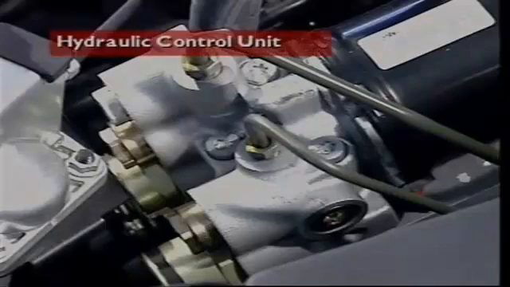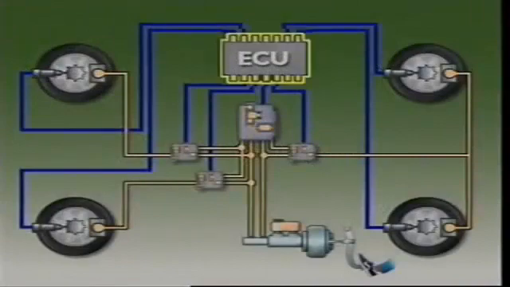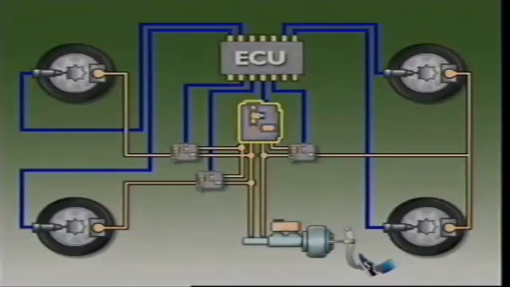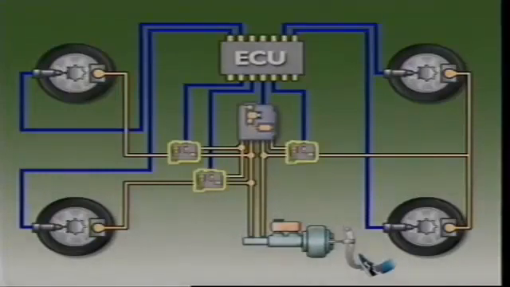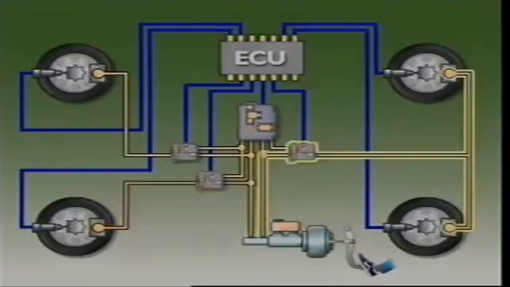This section examines the hydraulic control unit or modulator of the anti-lock braking system. The ABS control module or ECU sends commands in the form of electrical signals to the hydraulic control unit. This unit executes them using 3 solenoid valves connected in series with the master cylinder and the brake circuits. 1 valve for each front wheel hydraulic circuit and 1 for both of the rear wheels hydraulic circuit.